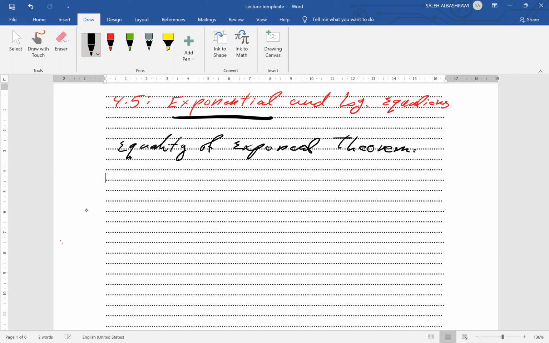It says that if b to power x equal to b to power y, then x equal to y. So if we have equality between two exponents, then x equal to y, provided that b is greater than 0, positive number, and b is not equal to 1.